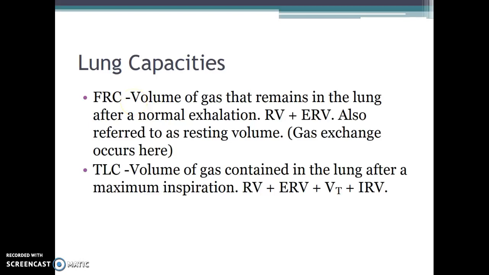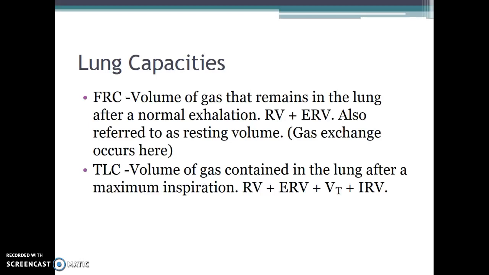FRC is the volume of gas that remains in the lungs after a normal exhalation. So that's going to be your residual volume, that amount that you can never get out of your lungs, plus your expiratory reserve volume. It's also referred to as resting volume, and gas exchange occurs during FRC. FRC becomes really important, especially when we start talking about neonates and their inability to produce surfactant and things like that. That all factors into their FRC.